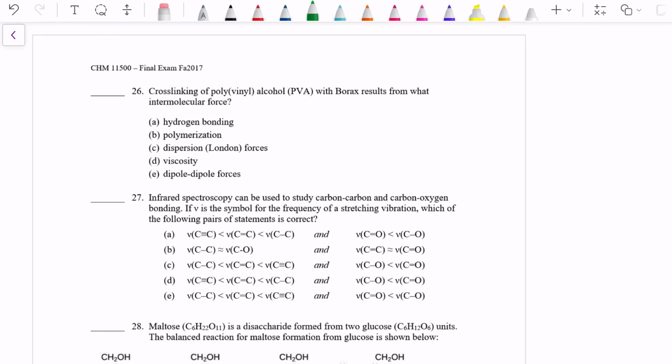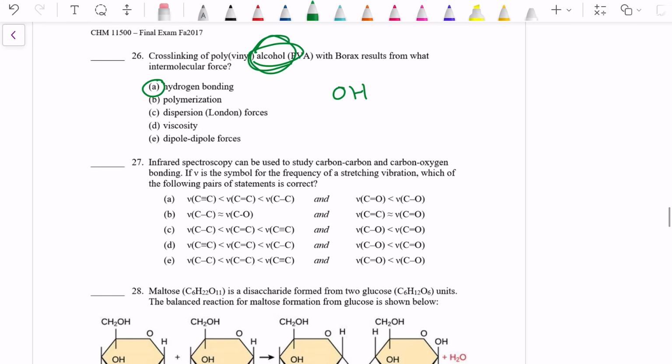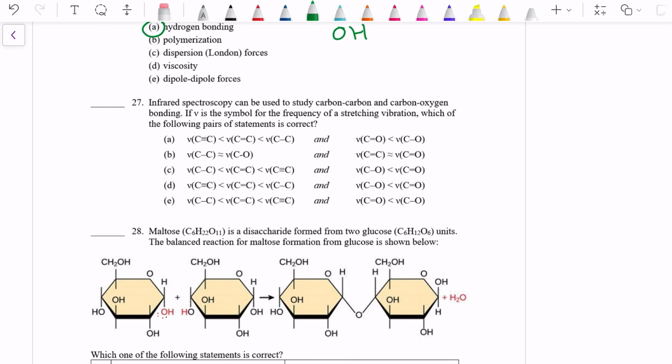Problem 26. Cross-linking of polyvinyl alcohol with borax results from which intermolecular force? I see alcohol, which is already screaming hydrogen bonding. Hydrogen bonding is the strongest type of intermolecular force we study. So if you see alcohol, that means OH, and we know it's going to exhibit hydrogen bonding. So 26A.